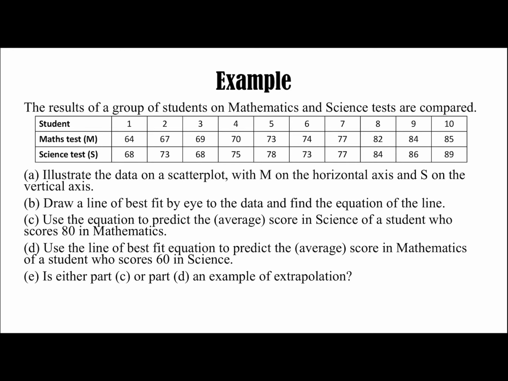Let's look at an example. Here we have a table which shows scores of 10 students in mathematics and in science test. Illustrate the data on a scatter plot with M on the horizontal axis and S on the vertical axis. We'll go part by part. Part A.